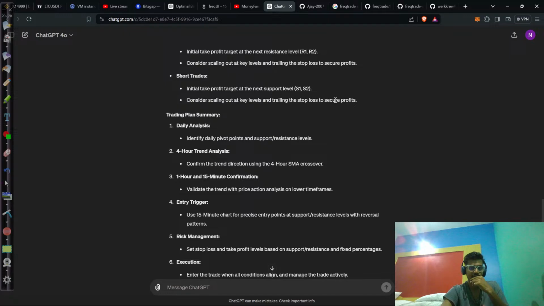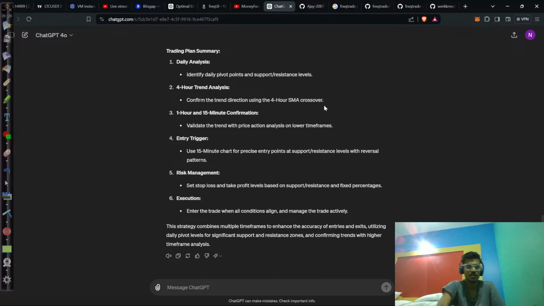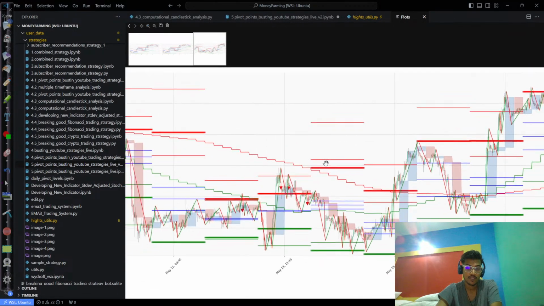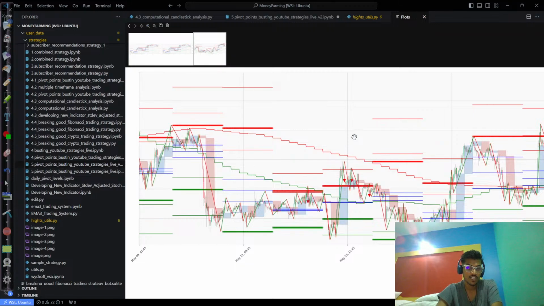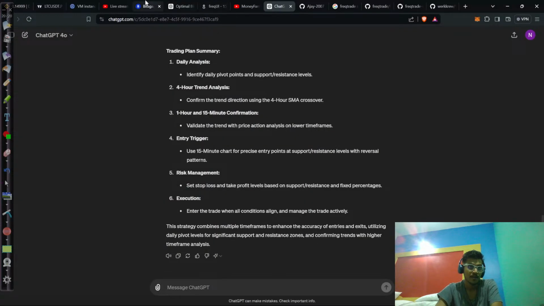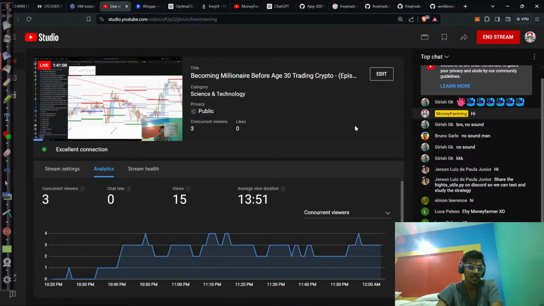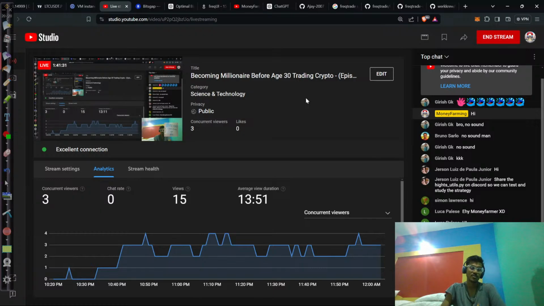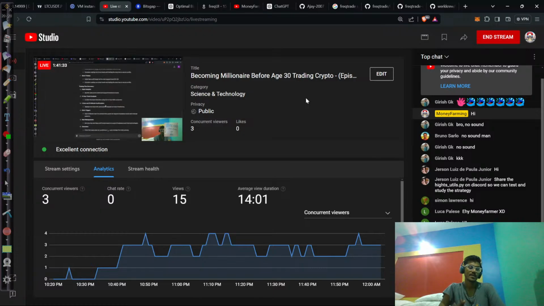So yeah, guys, this was the trade setup for this strategy, and in the next video we're gonna be backtesting it. We already built the strategy, to be honest, and backtesting, showing the simulation and all this stuff we're gonna do in the next video.